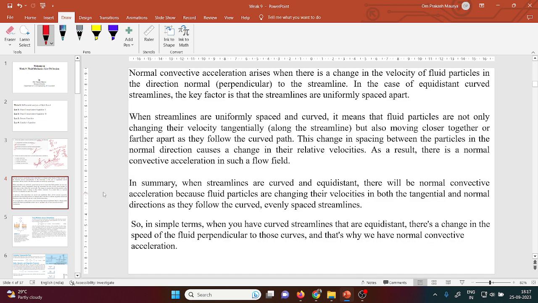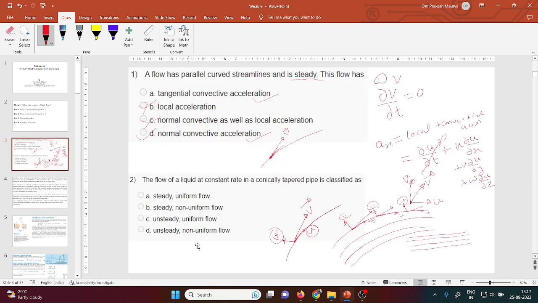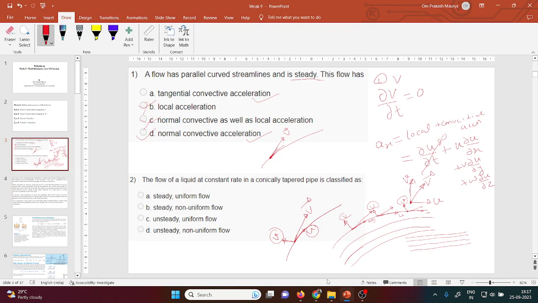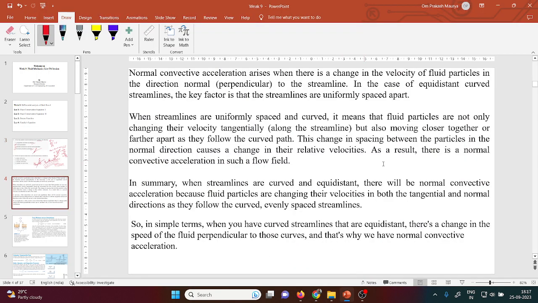I have discussed the description of this question in a very simple way. If you read here, I think everyone got the concept behind it, why the normal convective acceleration is the correct answer for this question. If you did not get it, please read this statement, then we'll discuss again. This is a very, very important concept. Point by point, we'll discuss.